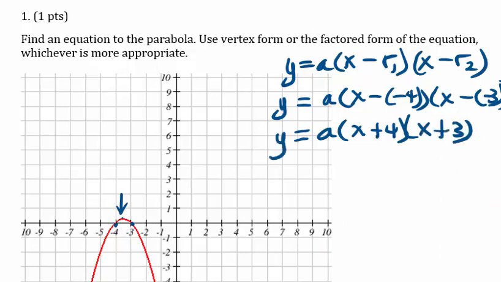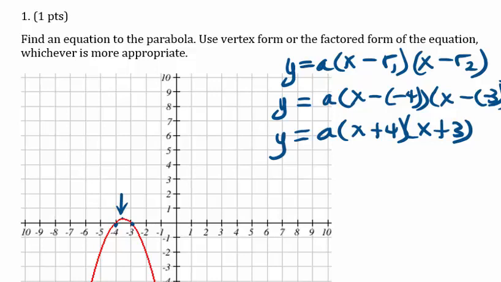The only other thing that we need to do is determine a, the leading coefficient, which does a couple of things to the graph. It stretches the graph or compresses it, or it reflects it. And we can tell, because this graph is flipped upside down, that it opens downward, so a is going to be a negative number.